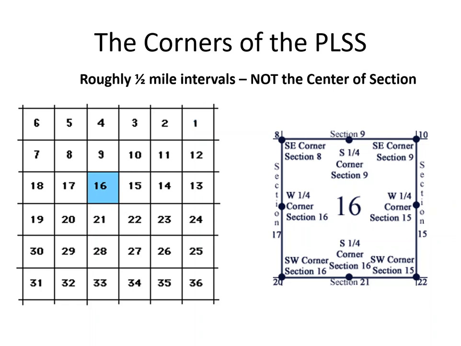So we might get a phone call: Hey, I'm looking at the east quarter of section 16, right? We know what they're talking about. Or I'm looking at the southeast corner of section 16. Somebody tomorrow could come up and say, I'm looking at the southwest corner of section 15. So just by knowing how the public land survey system is laid out, you can start to get into this vocabulary of what people are talking about.